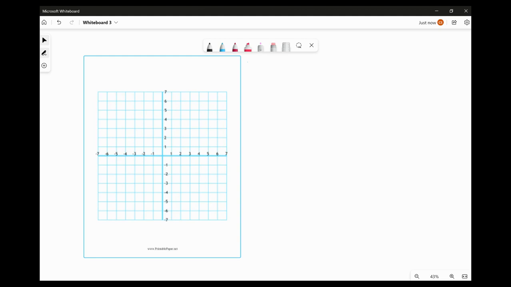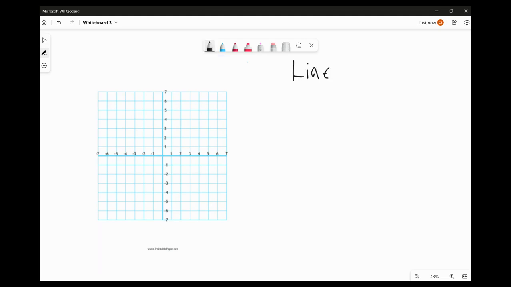Hi guys, today we're going to talk about linear functions. And one of the things to remember about linear functions is that it makes a straight line. Okay, so linear functions means when we graph it, it's going to be a straight line.